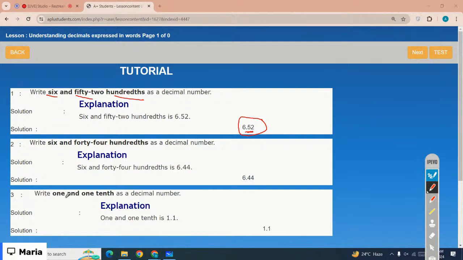Just look at this one, 1 and 1/10. The one before the 'and' is the whole number, and 1/10 means that 1 is at the tenths position. So when working on decimals, just understand the place value chart, right? You have ones, tens, the decimal point here. After the decimal point, the first one is the tenths position. After the tenths, that is the hundredths position. Then you have the thousandths position, right? So 'th' always represents the numbers that are after the decimal point.